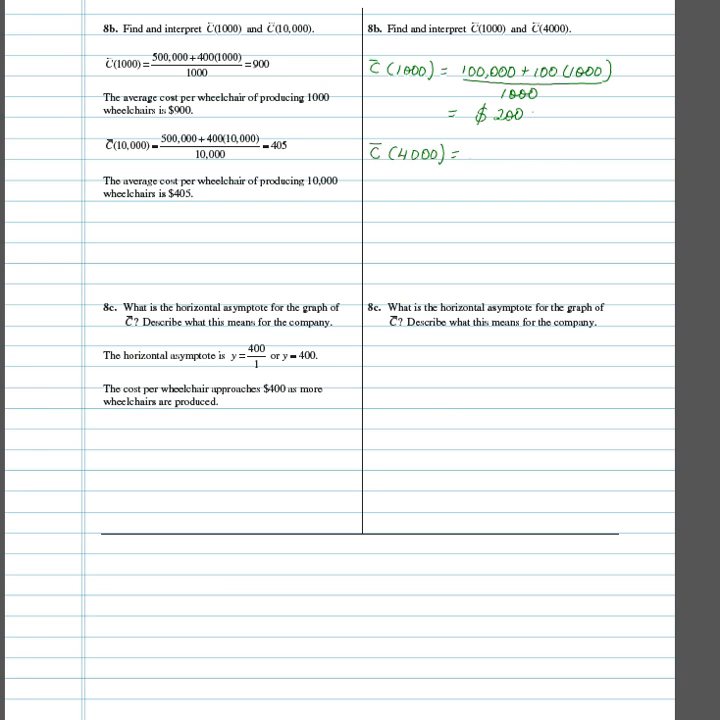And C of 4,000 would be simply 100,000 plus 100 times 4,000 over 4,000. And that would be the average cost of producing 4,000 bikes, which would be $125. You see, the more bikes I produce, the average cost comes down.